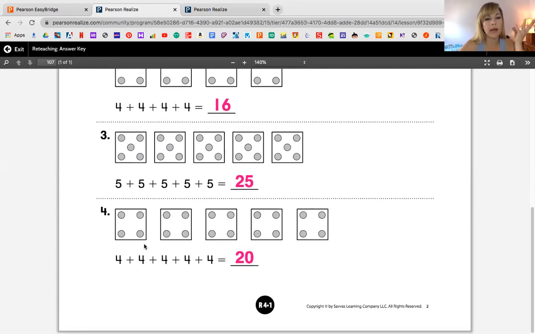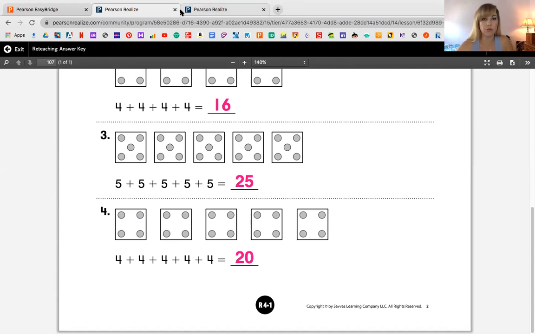And then number 4, they're adding the number 4, 1, 2, 3, 4, 5 times. So they're doing 4 plus 4 plus 4 plus 4 plus 4. And if I add those together, it's 20, okay? So that's your reteaching page.